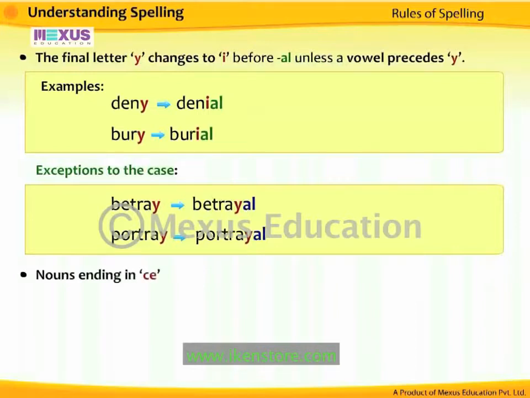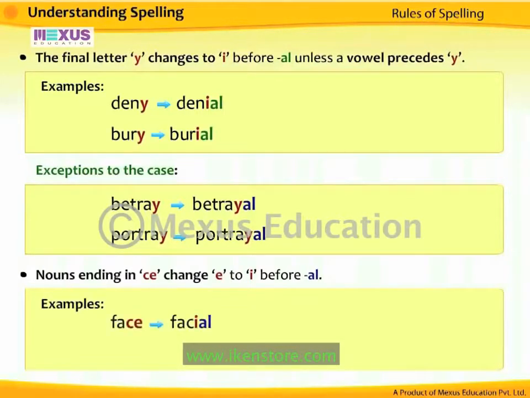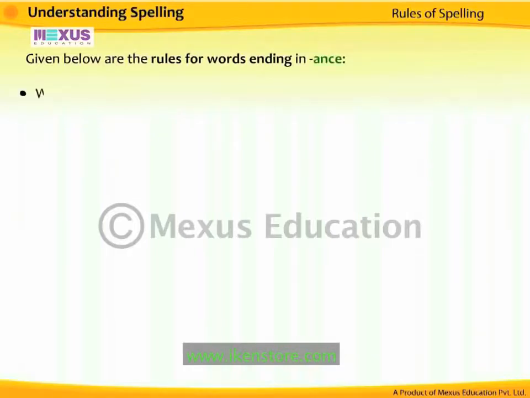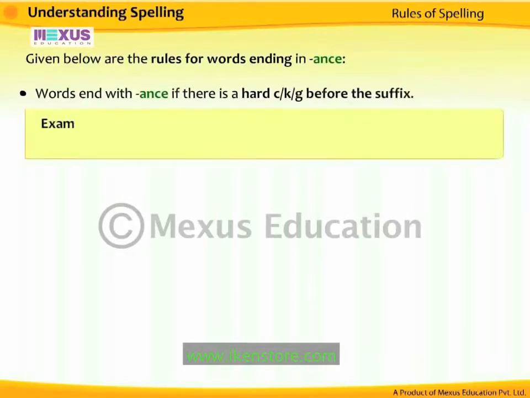Nouns ending in CE change E to I before AL. Examples are facial and commercial. Given below are the rules for words ending in ANCE. Words end with ANCE if there is a hard C or K or G before the suffix. For example, arrogance, allegiance, etc.